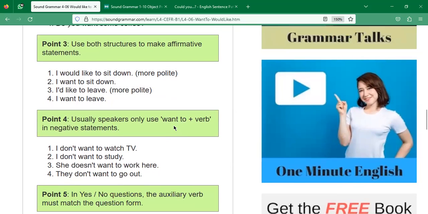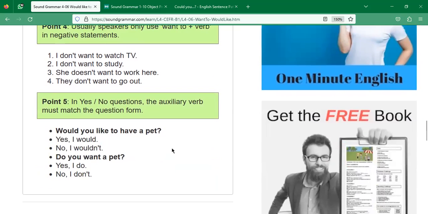Then we have also the expression don't want to, if you want to make negative statements, but remember that we can say wouldn't. I wouldn't like to watch TV. I wouldn't like to study. She wouldn't like to work here, or they wouldn't like to go out. So you can use don't want to, but also wouldn't. Then we have some yes, no questions.